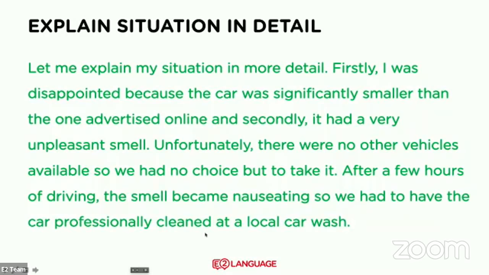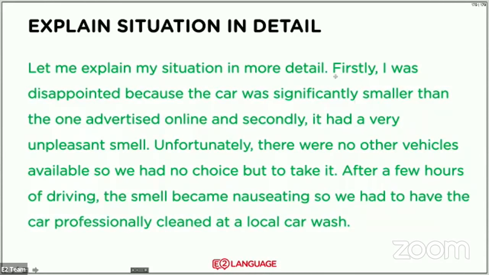What I've also done here, you'll notice, is I've used a couple of discourse markers just to strengthen my paragraph, firstly and secondly. In fact, what I've also done is I've written a few complex sentences, but I want to show you at the end what they look like.